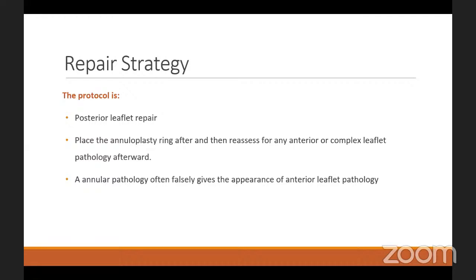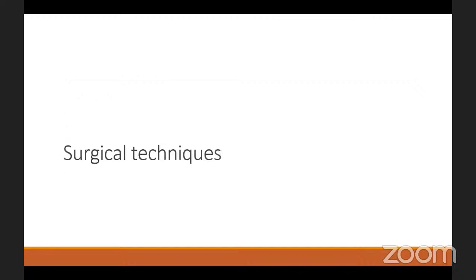So the protocol is posterior leaflet repair, place the annuloplasty ring, then assess for any anterior leaflet pathology, because usually the annular pathology will give a false appearance of anterior leaflet pathology. So now we're going to go to the surgical techniques.